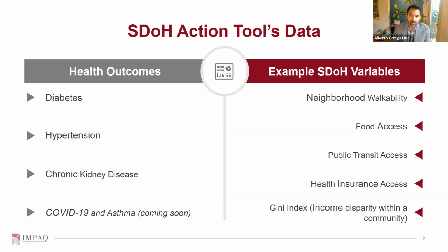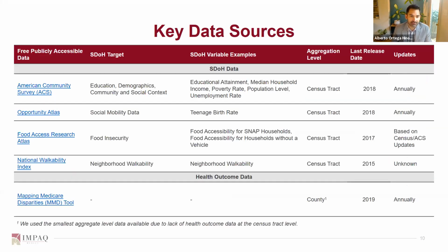Going into where we obtain the data, we have a broad set of data sources, and this is just a couple to highlight those examples. So we have American Community Survey for additional information on income, poverty rate, unemployment rate, but also some less common sources such as the Food Access Research Atlas and the Mapping Medicare Disparities tool for our health outcome. And as I noted, we continue to add sources and to make sure that these are maintained with the latest release that's available.